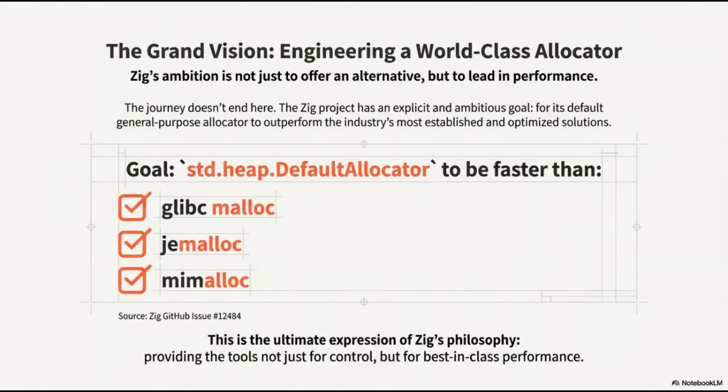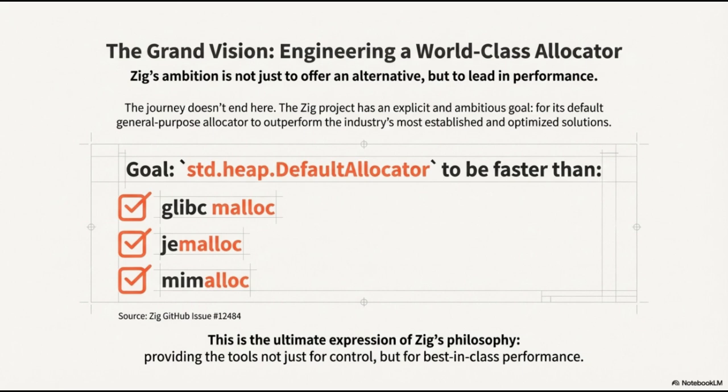The Zig project is driven by a grand vision, the engineering of a world-class allocator. Our ambition extends beyond simply offering an alternative. We aim to lead the industry in performance. This journey is centered on an explicit and ambitious goal: for Zig's default general-purpose allocator to outperform the most established and highly optimized solutions in the industry.